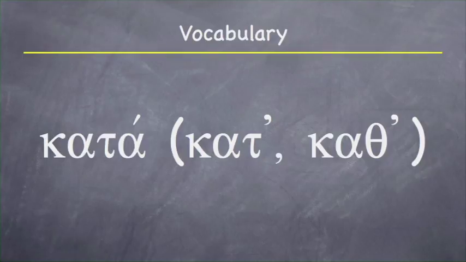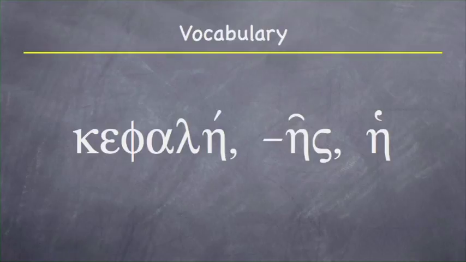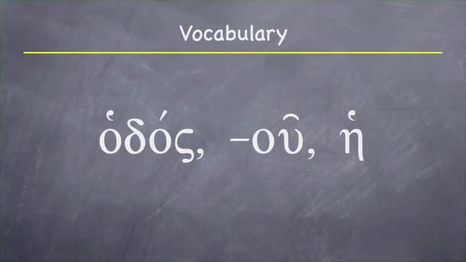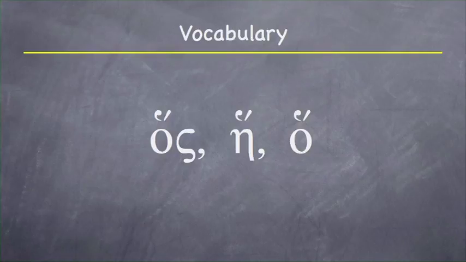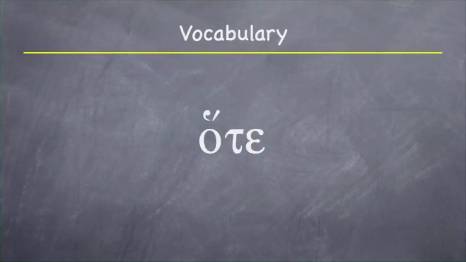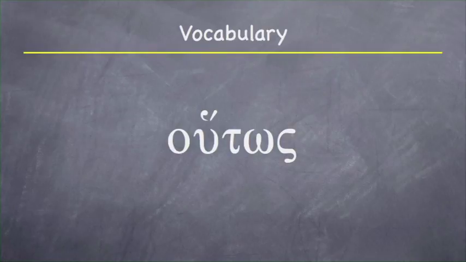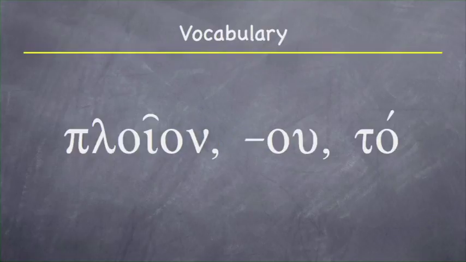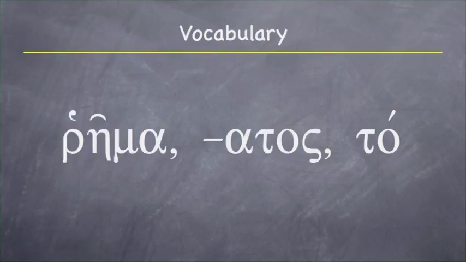Kata, with the genitive: down from, against; with the accusative: according to, throughout, during. Kephalē, kephalēs, hē. Head. Hodos, hodou, hē. Way, road, journey, conduct. Hos, hē, ho. Who or whom, which. Hote, when. Houtōs, thus, so, in this manner. Ploion, ploiou, to. Ship, boat. Rhēma, rhēmatos, to. Word, saying.